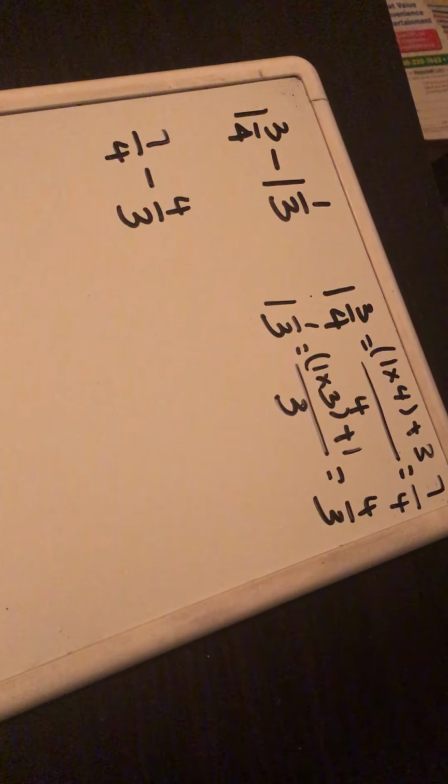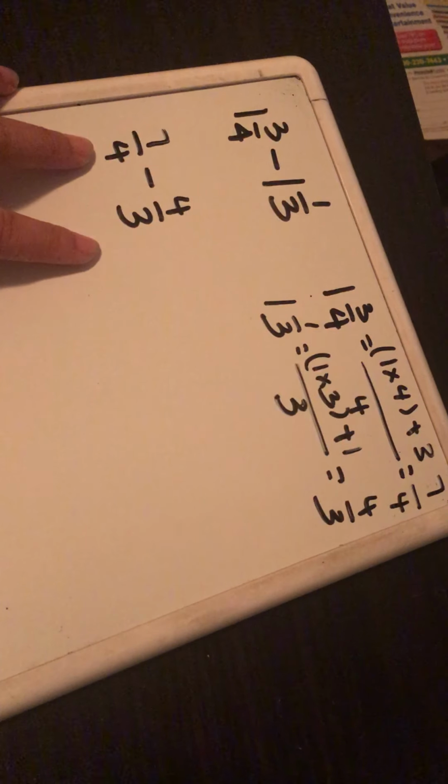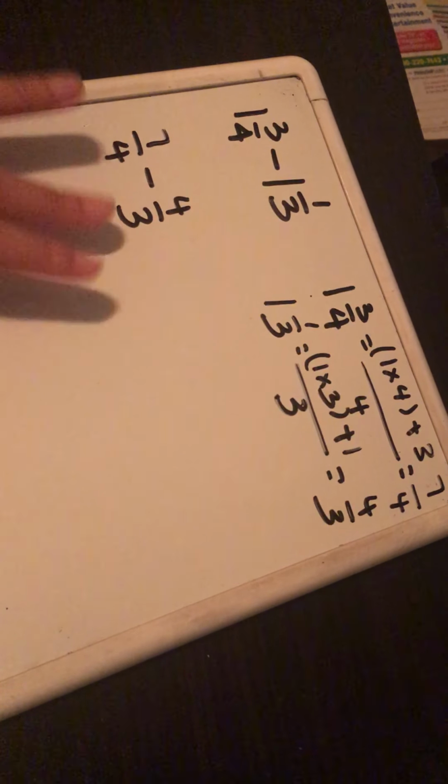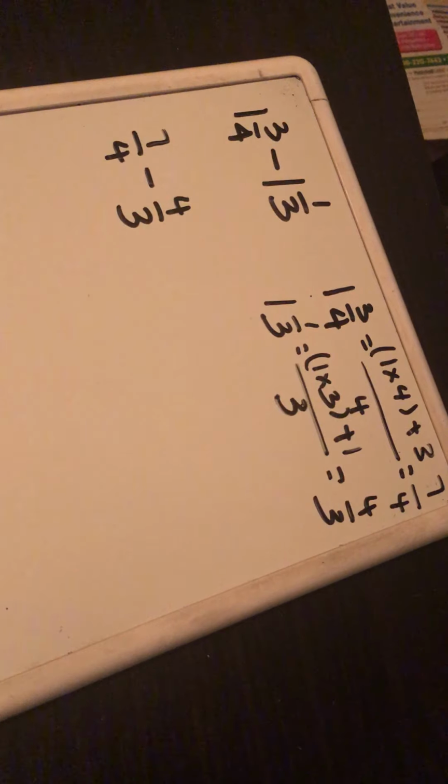Okay, from here, we will need to subtract, but before we subtract, we have to look at our denominators and see if they are the same or not. And in these two fractions, we have a 4 and a 3, so that is unlike denominators or different denominators. So we will need to convert our fractions to where they are the same. Okay, so for us to do that, we will need to convert.